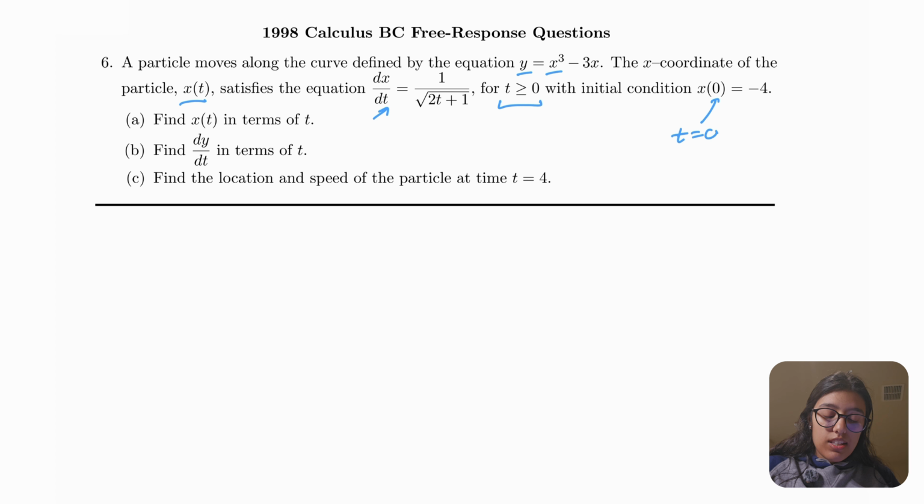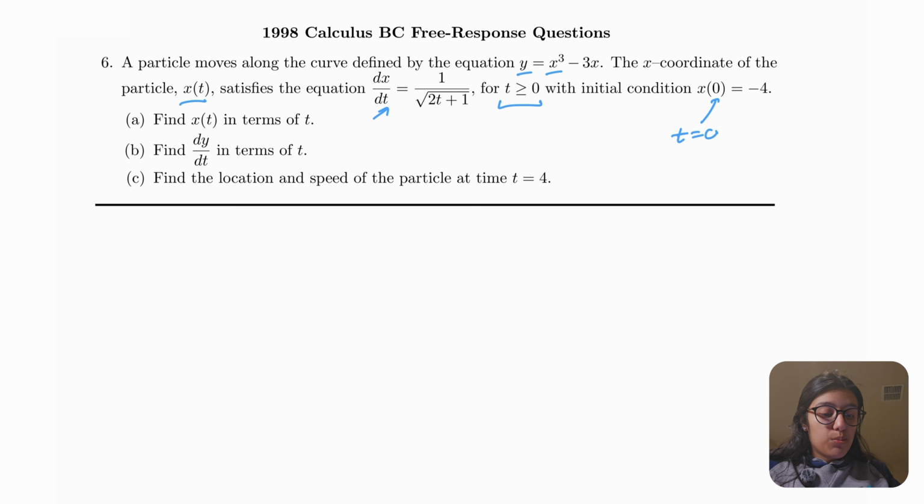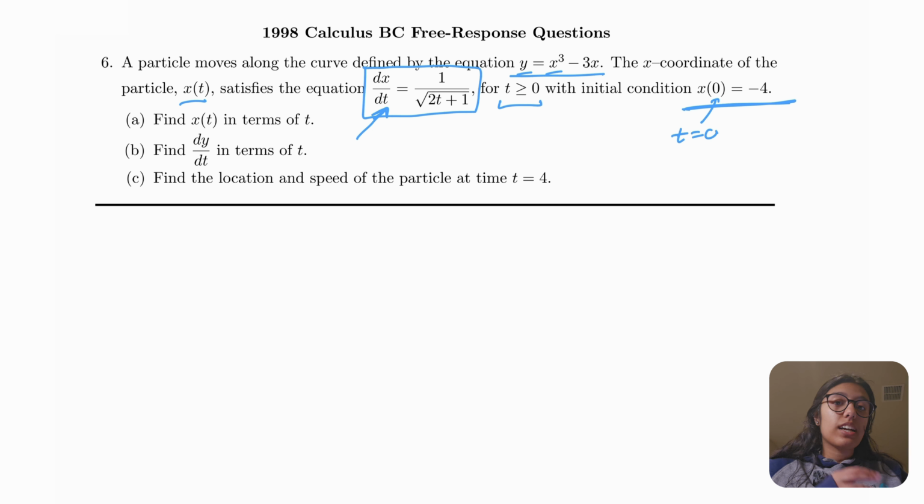So part A says find x(t) in terms of t. So it's basically asking us to find an equation for x of t. For example, that equation can look something like this one right over here. It's just a general equation, but in order to find x of t, we need to use this section right over here. The reason I'm using this section is because this piece of information correlates y and x, and this piece of information doesn't really give us much information on t. This is the only piece of information that relates x to t.